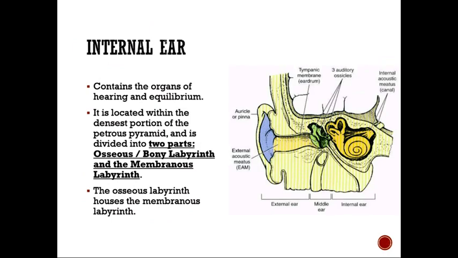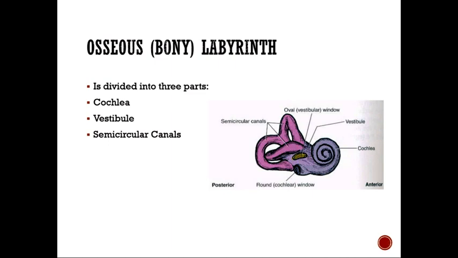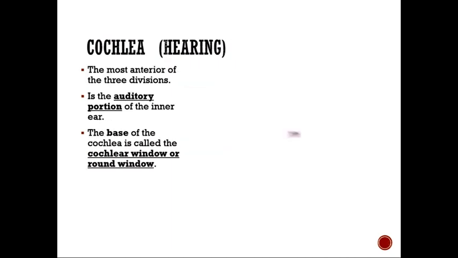The internal ear contains the organs of hearing and equilibrium, and it's located within the densest portion of the petrous pyramid and is divided into two parts, the osseous or bony labyrinth and the membranous labyrinth. The osseous labyrinth houses the membranous labyrinth. Looking here at the osseous or bony labyrinth, it's divided into three parts: the cochlea, the vestibule, and the semicircular canals.